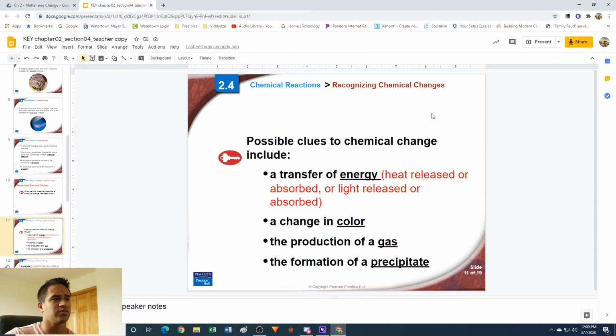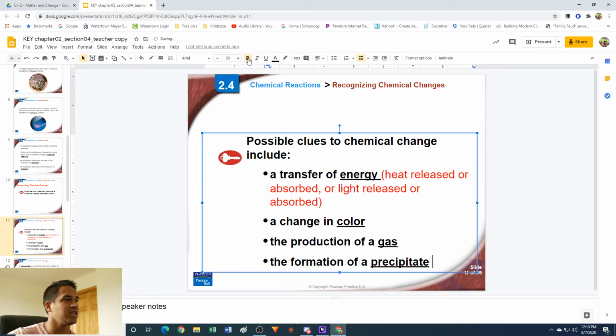Changing color: if it starts off brown and then it turns to black, or it starts off green and it turns to red, that's an indication that a chemical change is taking place. Production of a gas. So if you see bubbles form or it fizzes, that's an example of a chemical change that could be taking place. Or the formation of a precipitate.